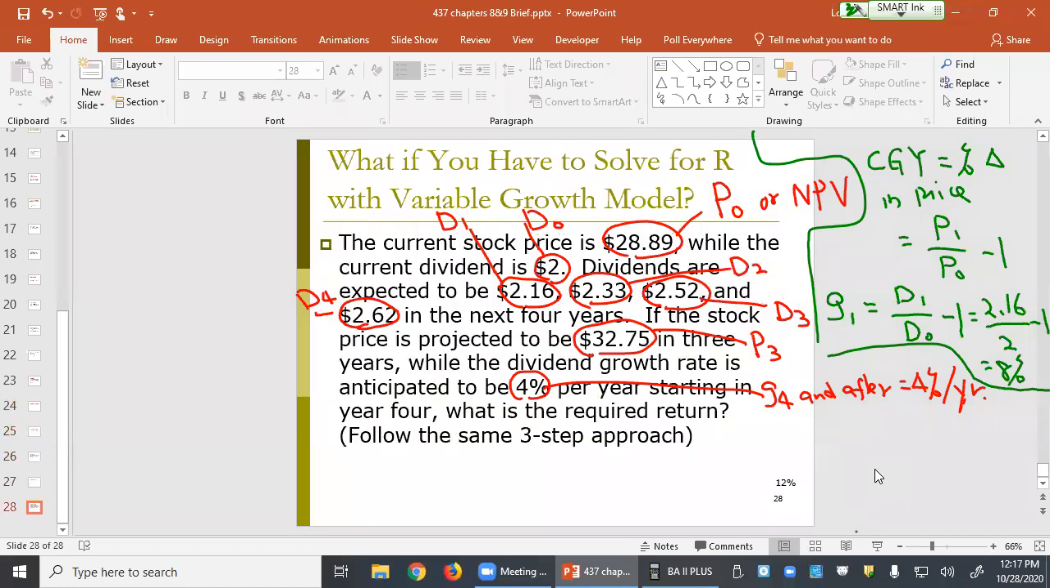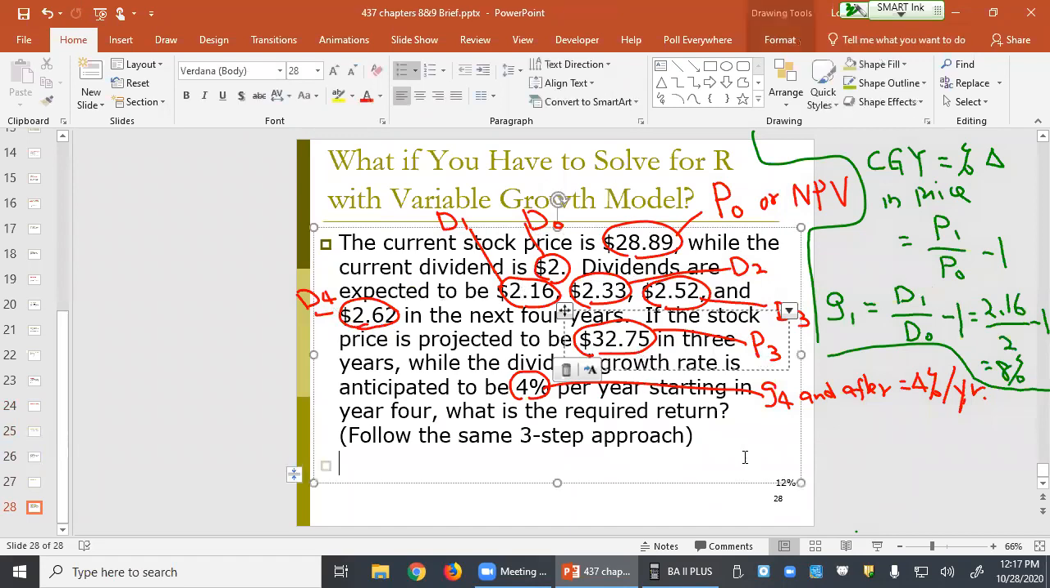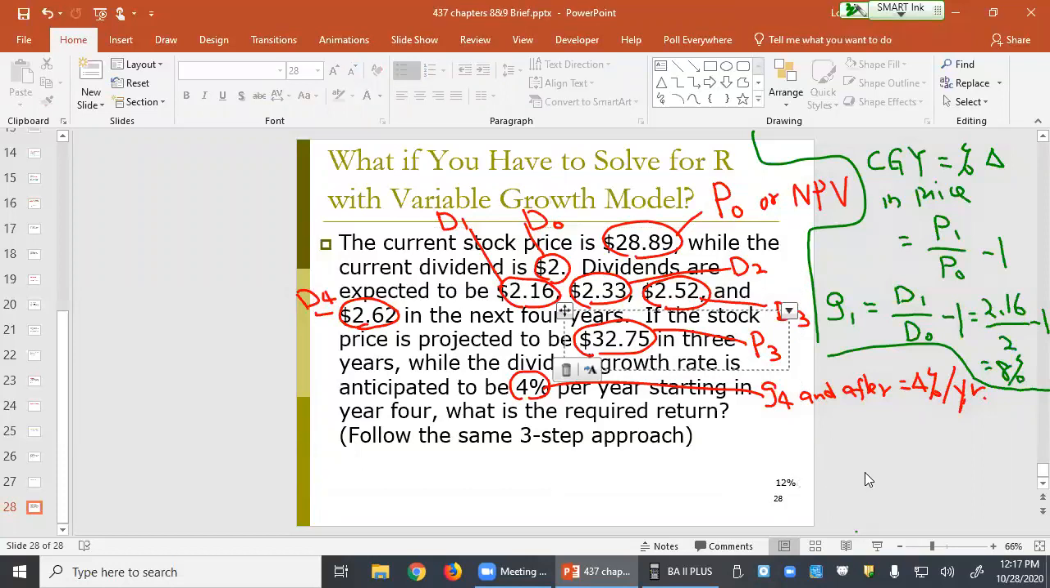So if we know that D4 is $2.62, we're plugging D4 into the constant growth equation, we can find P3 in step 2. Fortunately, again, P3 has been calculated for us. So technically, steps 1 and 2 have been completed for us. The only thing that's missing is step 3. But we have to modify step 3 because we're not solving for P0. We're solving for the R in this particular problem.